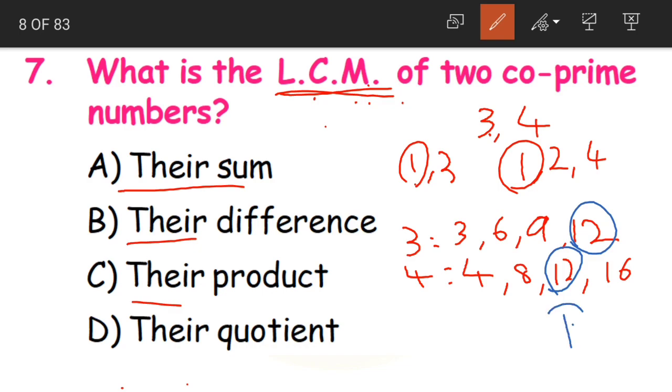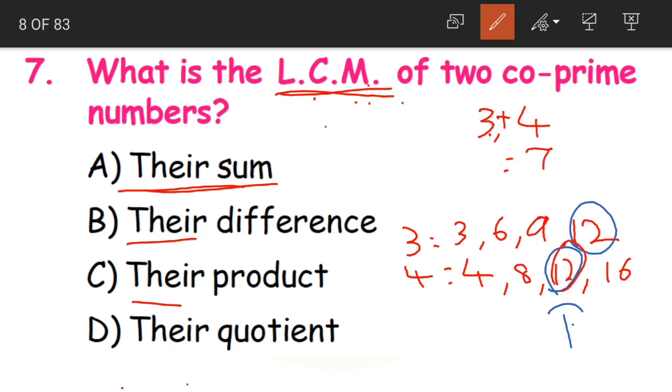Now how can we get this 12? Let us look at the options and check. First one is their sum. Now when I add 3 plus 4, the answer will be 7. Is this equal to our 12? No. So option A is wrong. Next, their difference. Now 4 minus 3 becomes what? 1. Is this equal to our common multiple? No. So B is also not our correct answer.